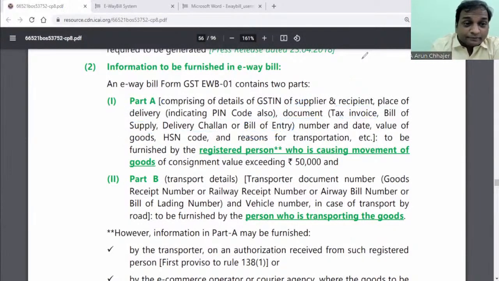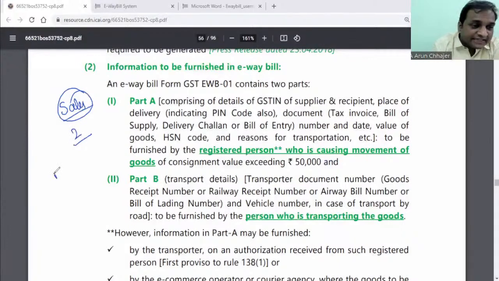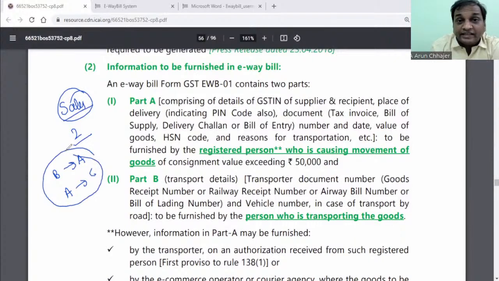Supply means tax invoice. Supply means how many sales are there, supply according to the GST point of view. I'm not saying supply means moving the goods. Supply from the GST point of view: there are two sales. One sale by B to A and one sale by A to C. Therefore, there are two sales, two supplies, two tax invoices. Vedant, kindly confirm. If it is not clear, then please ask again.